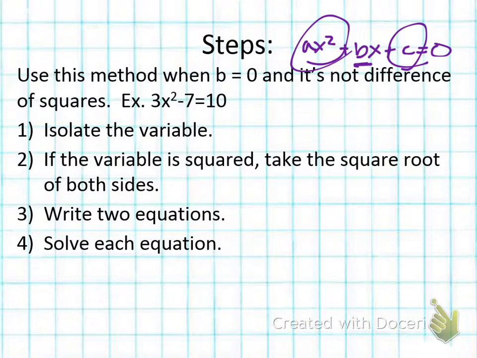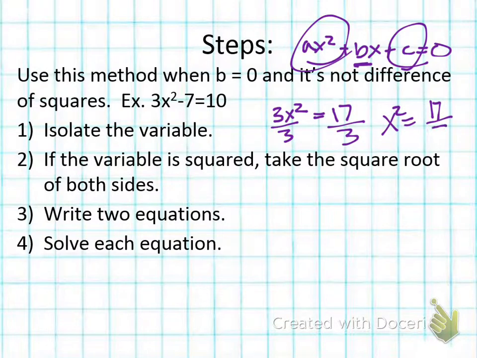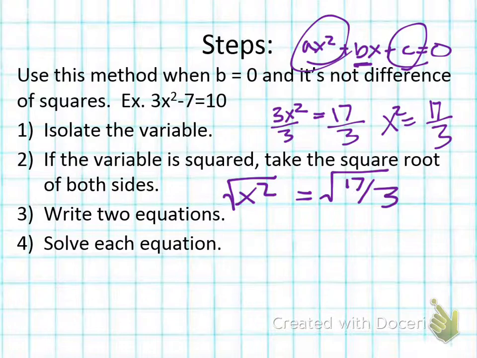First thing you're going to do is isolate the variable for this equation. That would look like this. So you'd get x squared equals 17 over 3. Then if the variable is squared, you want to take the square root of both sides. So that would give you the square root of x squared equals the square root of 17 over 3. And then you want to write two equations. So you're splitting this up now.